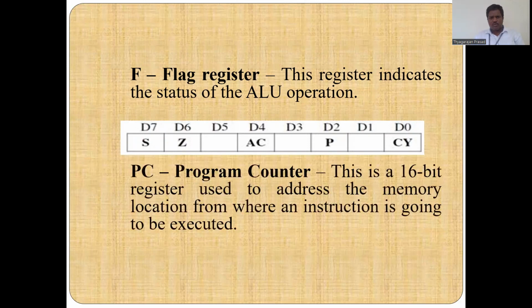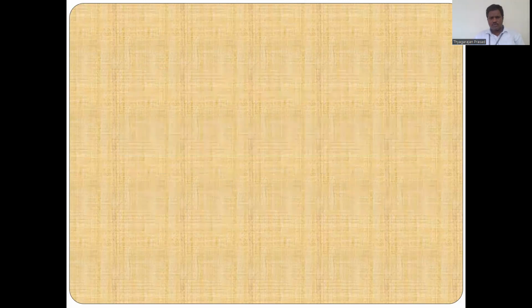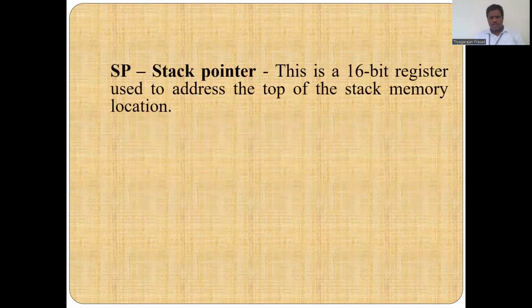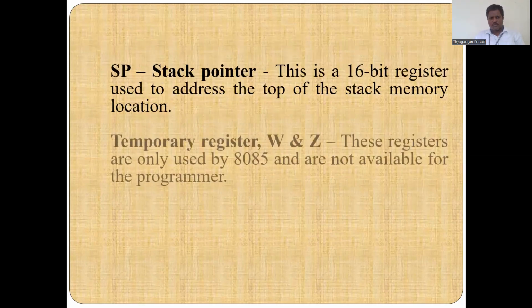Here the PC, the program counter, is a 16-bit register used to address the memory location where an instruction is going to be executed. Stack pointer: this is a 16-bit register used to address the top of the stack memory location. Temporary register: these registers are used only by the 8085 and are not available for programming.